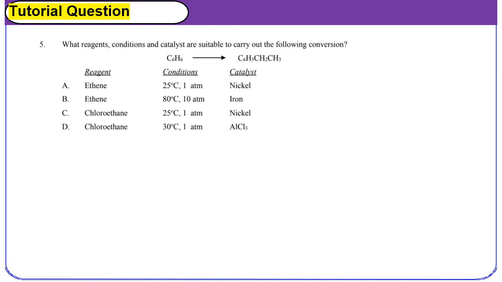Objective question number 5. When we see the formula C6H6, we know this is represented by a benzene ring. And C6H5 means there is a benzene ring with one of the hydrogens replaced by CH2CH3. So that is from benzene to alkylbenzene, which means we are adding an alkyl group.